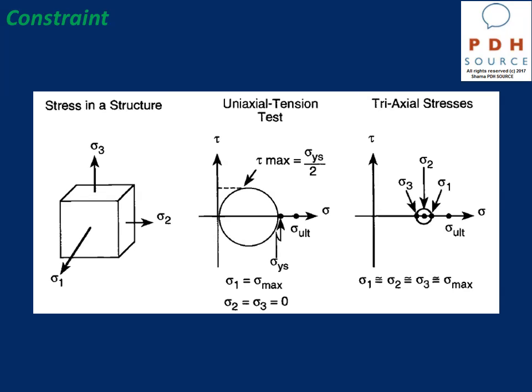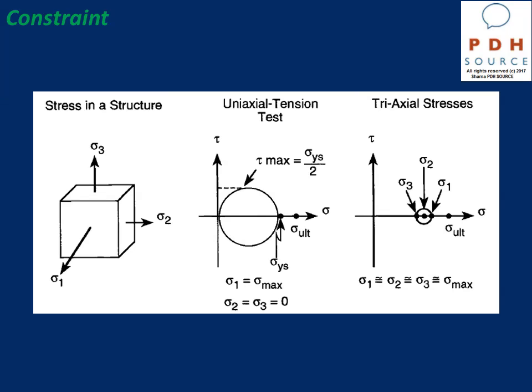Let me first take the case where we test the material in the lab. We always test the material in the lab under uniaxial loading. In this case, only sigma 1 is present. Sigma 2 and sigma 3 are both equal to 0, and we determine the mechanical properties according to this test.